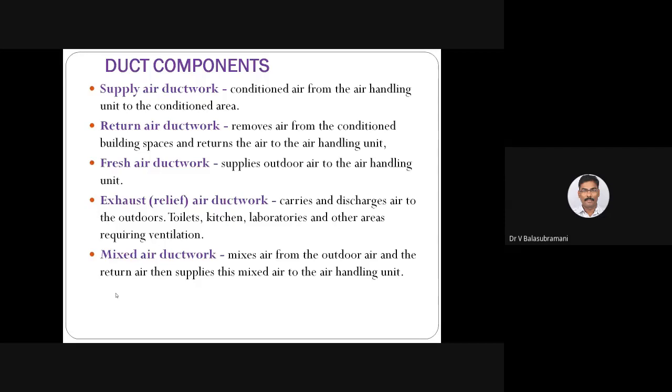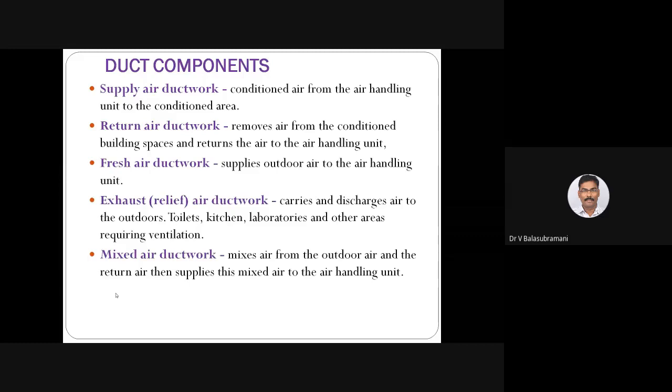Supply air ductwork carries conditioned air from the air handling unit to the conditioned area. Then return air ductwork removes air from the conditioned building spaces and returns the air to the air handling unit. In some applications we are only removing the air. The best example is a kitchen or bathroom, where we are removing the air. And then fresh air ductwork supplies outdoor air to the air handling unit.